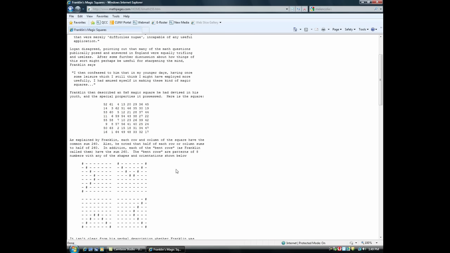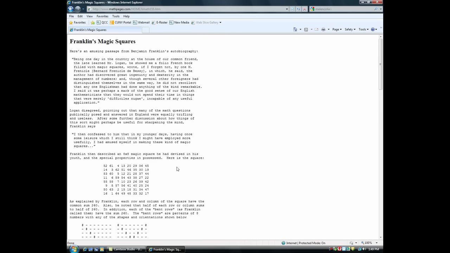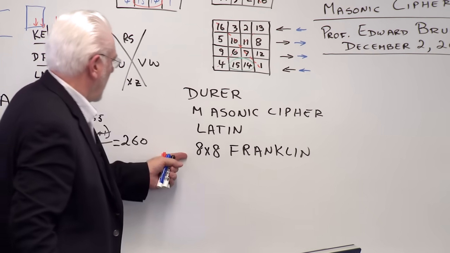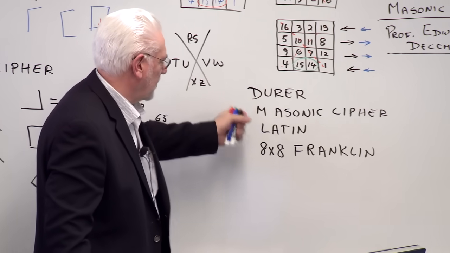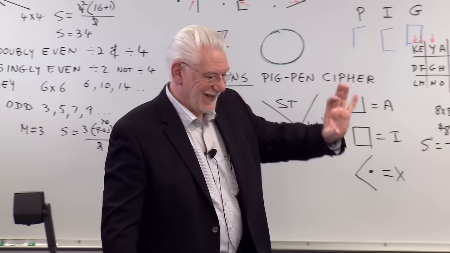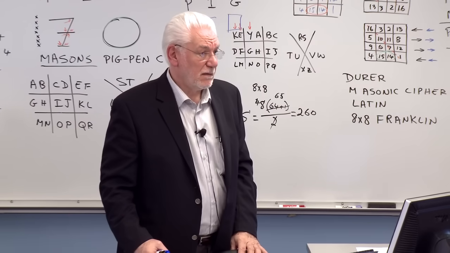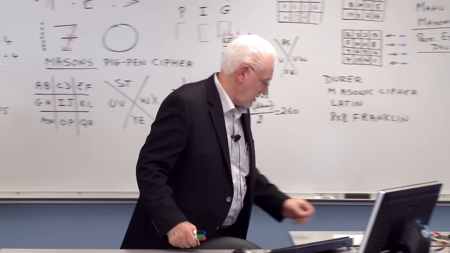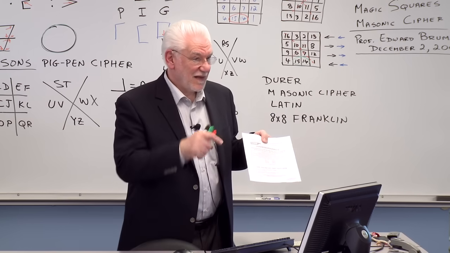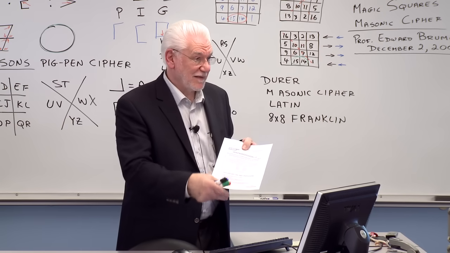Now, the reason I'm showing you these on the internet is I hope people will go look, okay? And go look at all these ideas of magic squares and Masonic cipher. As a matter of fact, there are websites where you can get the Masonic cipher as a font, and you can install it on your computer, and that's how I wrote this little note for you.